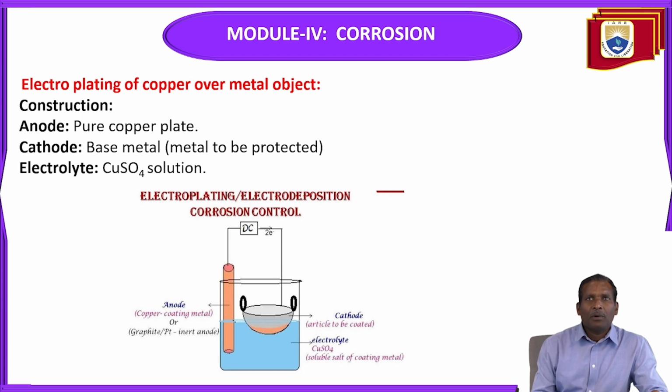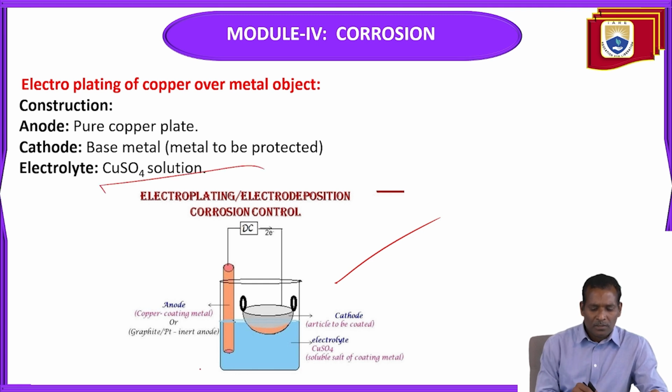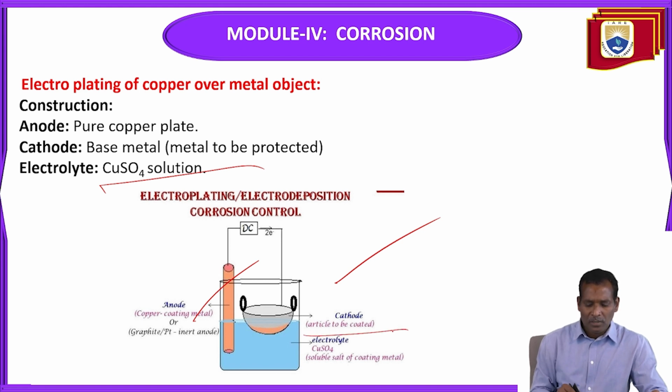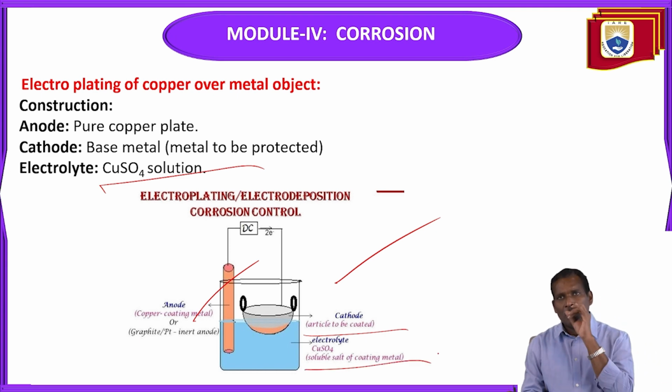So electroplating of copper over a metal object. Here the detailed diagram is shown in this slide. The anode is a pure copper plate, that is the construction method, and the cathode is the base metal to be protected. Whichever metal you want to protect acts as the base metal, that is the cathode. The electrolyte is CuSO4 solution. The anode is the coating metal or graphite as an inert anode, the cathode is the article to be coated, and the electrolyte solution is a soluble salt of the coating metal.